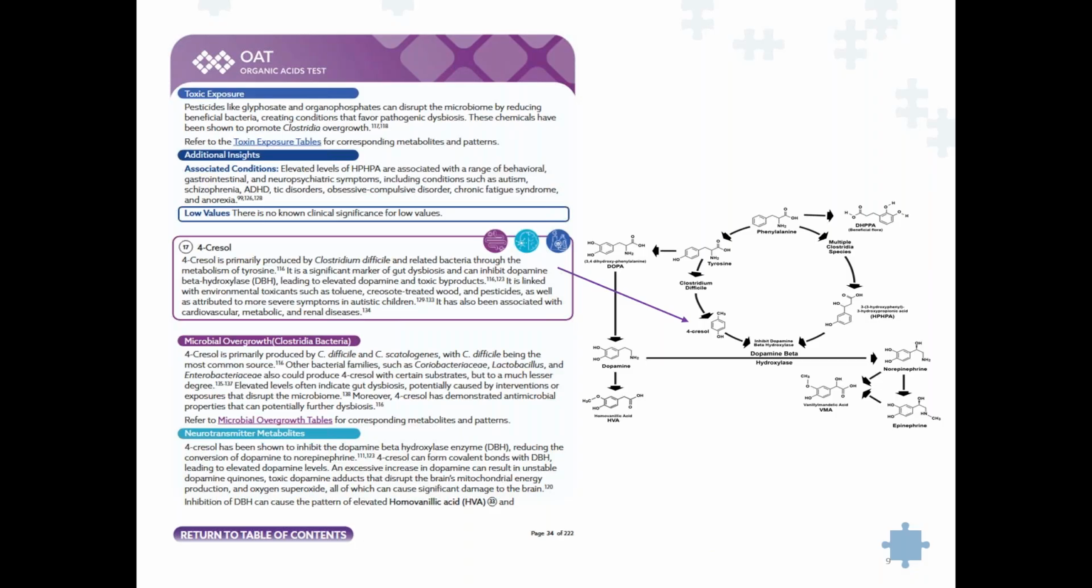And what we know about cresol, for example, is that it comes from Clostridia bacteria, specifically Clostridioides difficile, and it is a major inhibitor of dopamine beta hydroxylase. So it can disrupt catecholamine metabolism, specifically of dopamine.